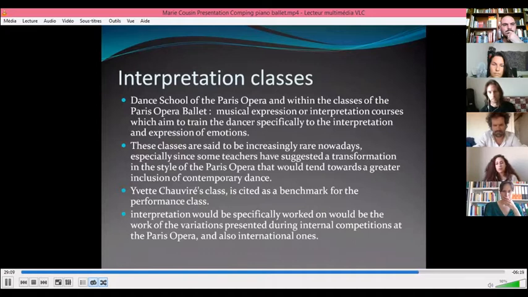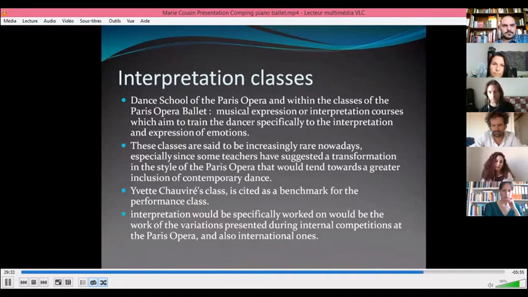Yvette Chauviré's class, a dance teacher, is cited as a benchmark for the performance class. The other times when the interpretation would be specifically worked on would be the work of the variations presented during the international competitions.